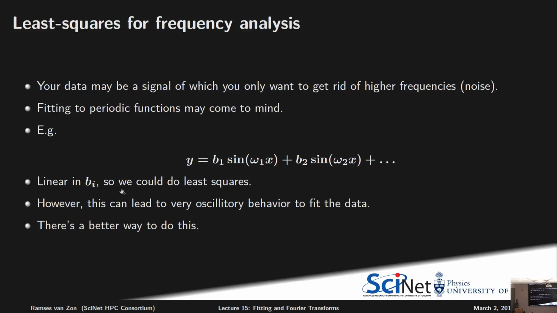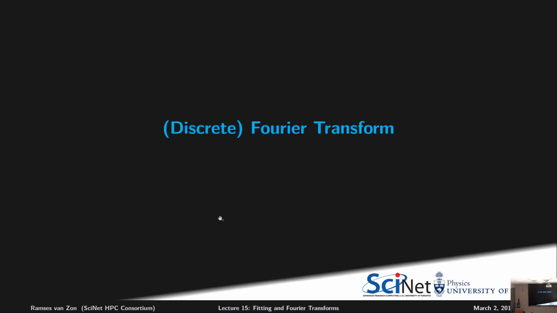We could do that. But if you do that, you're going to get ridiculous oscillations in your data. And there's actually a better way to do this. You can imagine that if you have even a small component of a high frequency one, you suddenly get lots of wiggles in your signal. So the better way to do it is to do a Fourier transform. And because this is numerics, it's going to be a discrete Fourier transform.